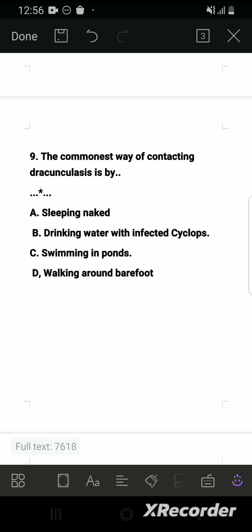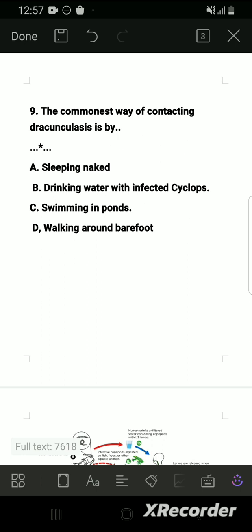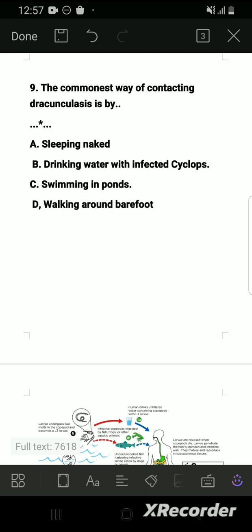It actually gives a hint, but swimming in ponds is mainly for parasites like Schistosoma haematobium that give direct penetration. Other ones, like Ascaris, you get contracted on land, or mainly through dirty environments, wet ground. Walking around barefoot is also concerned with other worms. Then our left option here is drinking water with infected cyclops. So drinking water with infected cyclops is the main cause of dracunculiasis, and the parasite involved is Dracunculus medinensis, commonly known as guinea worm, and it is the longest nematode that infects humans. You also note this.